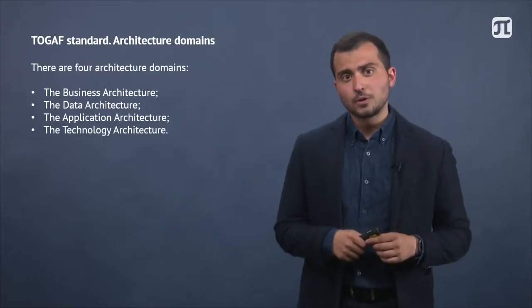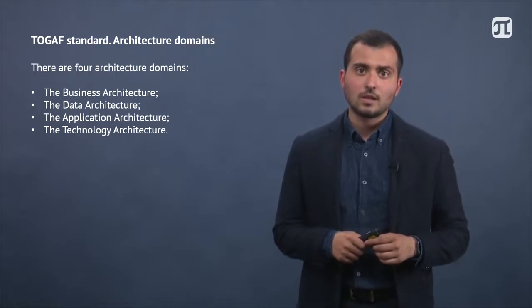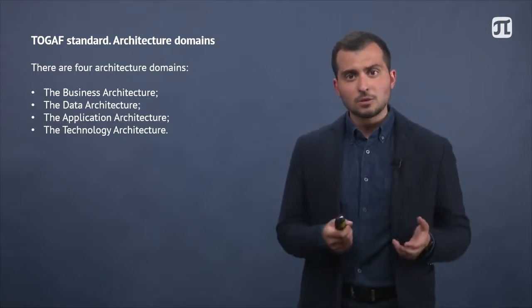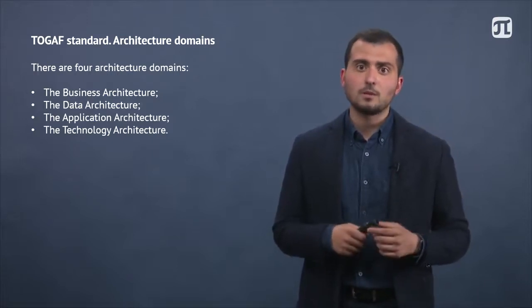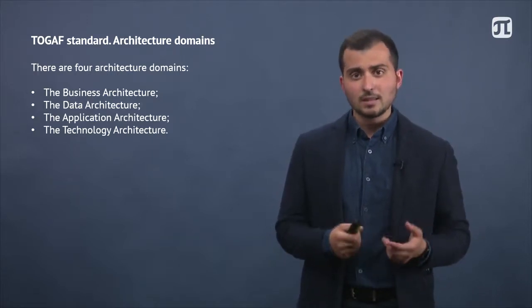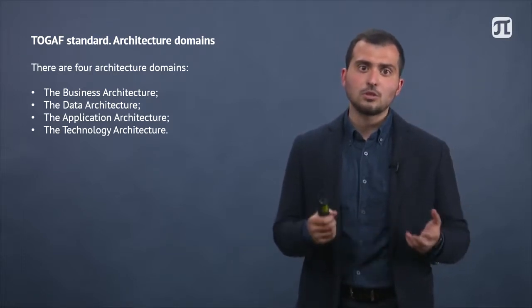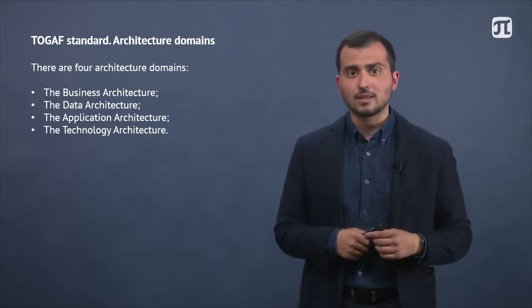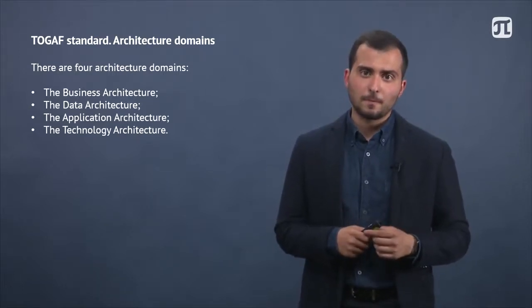There are 4 architecture domains of enterprise architecture in TOGAF standard. They include the business architecture, which defines the business strategy, governance, organization, and key business processes. Next is the data architecture, which describes the structure of an organization's logical and physical data assets. It also includes description of data management resources.